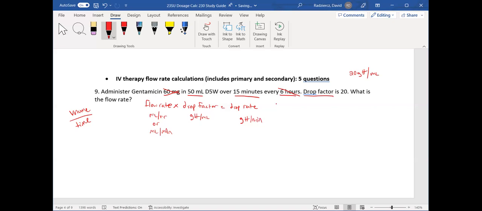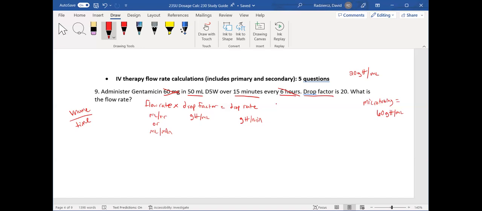If for some reason they don't tell you the drop factor, but they say something like microtubing, that is 60 drops per milliliter. And that might be something you need to know if they don't give you the drop factor. I can tell you, like at Allegheny campus, they get told the drop factor, but I always tell them the same thing I'm telling you: if you're on an NCLEX or ATI and you get a question about microtubing, make sure you're utilizing the microtubing information, which is 60 drops per milliliter.